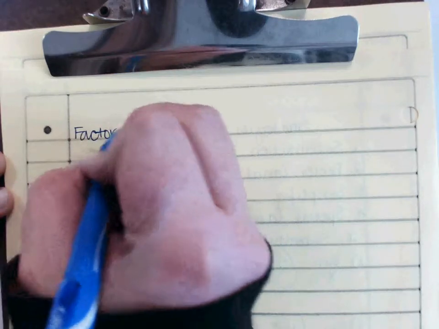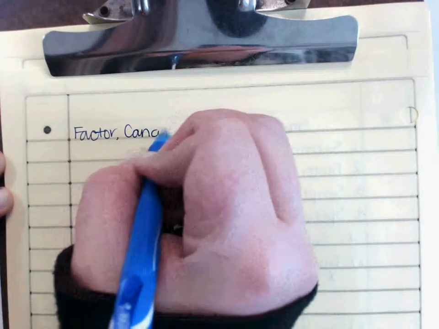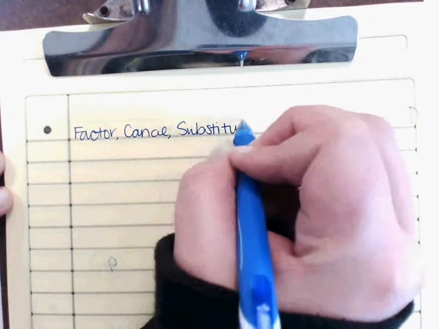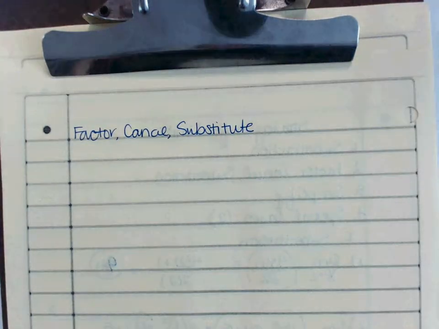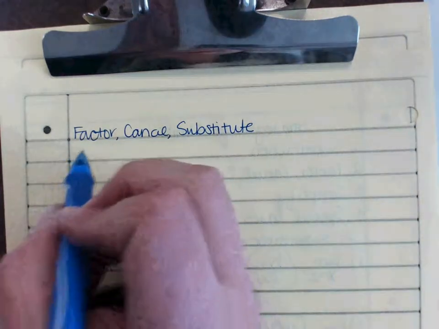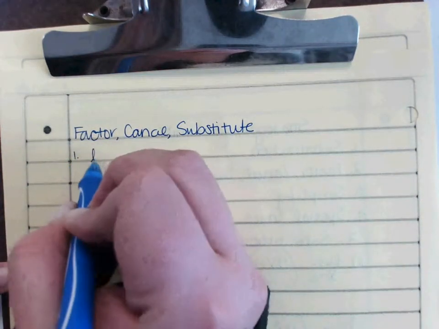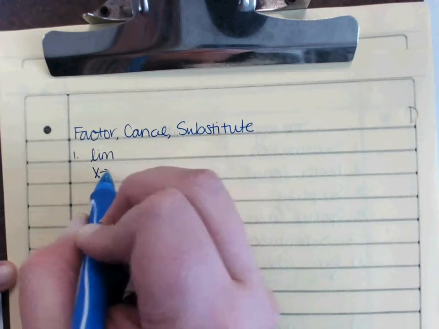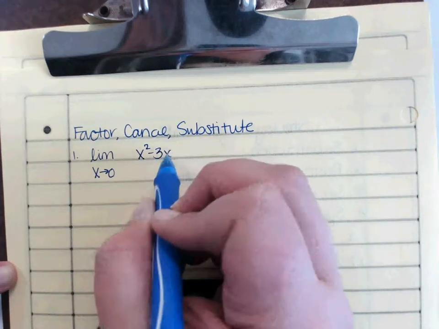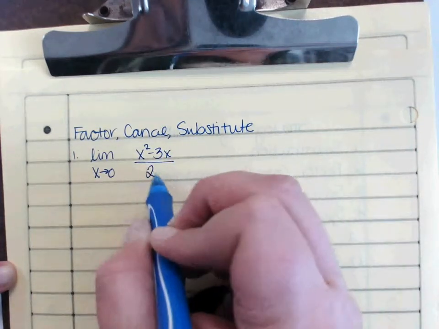Okay, so factor, cancel, substitute. That's our next category. Okay, first limit that we're going to look at is the limit as x approaches 0 of x squared minus 3x over 2x.